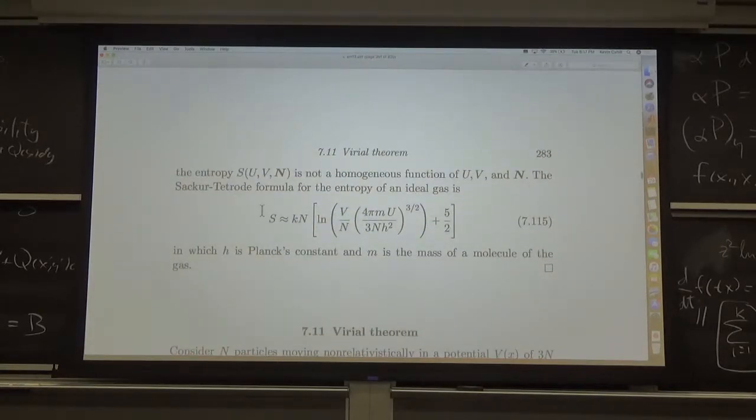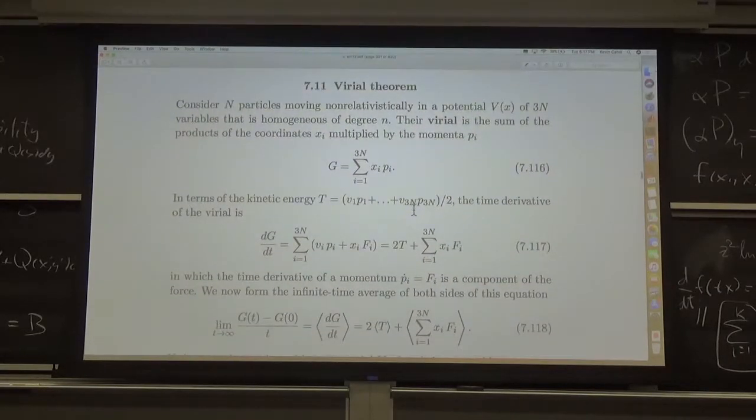The approximate formula for the entropy of an ideal gas is this expression here. And so if you multiply U, V, and N by the same number, then you'll get a t out here from N, and in here you're going to get a t to the 3/2, and then you have to take the log of that, so it doesn't turn out to be homogeneous.